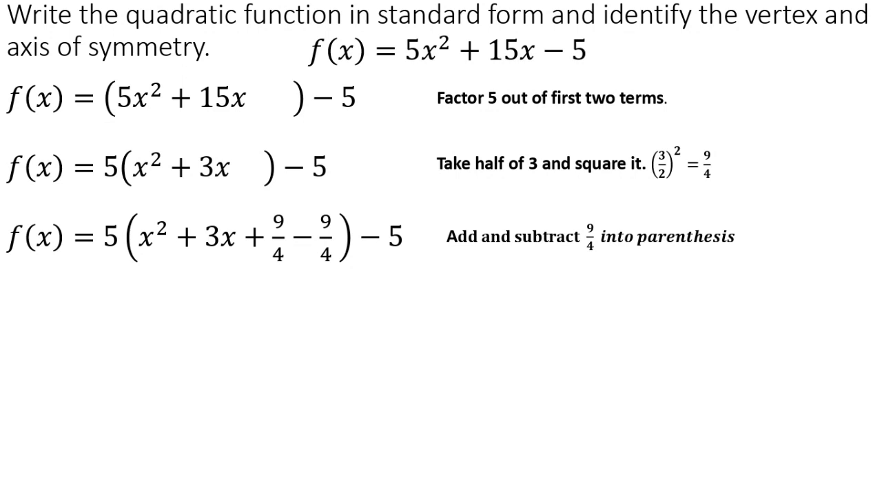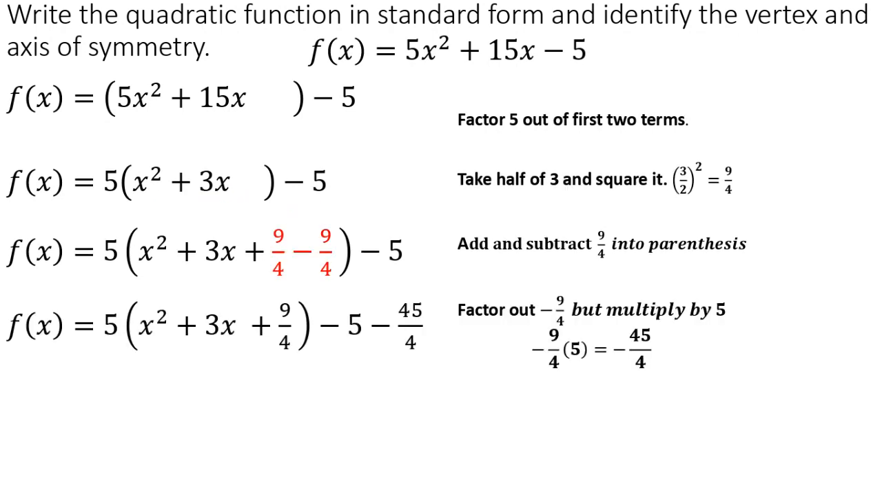I want to borrow just the positive 9/4. And by me just borrowing the 9/4, I want to take the negative 9/4 outside the parentheses. So that means I have to give back the 5 to the negative 9/4 that I take out, yes? So when I do that, I have the positive 9/4 inside. I have the negative 5 outside. And then when I multiply 5 times 9, that's 45, right? So it's a negative 45 over 4, okay?